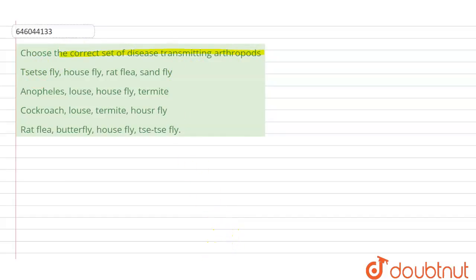Hello students, the question here says: choose the correct set of diseases transmitting arthropods. Disease transmitting arthropod means that these arthropods are going to act as vectors for one or the other disease. So we need to find out the complete set out of these four options which are given here.